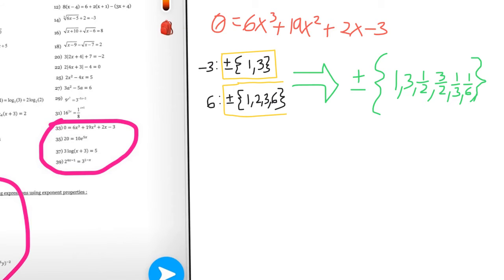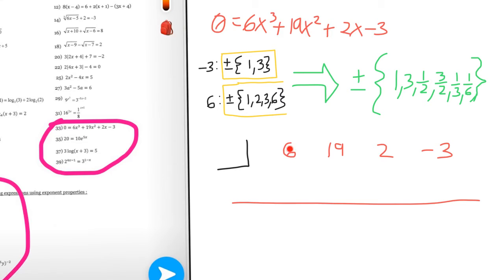So you could use synthetic division for this part, where you try the positive and negative versions of these numbers and see if after using synthetic division you end up with a 0 as the remainder. So here I go, setting things up for synthetic division. Let's keep in mind the 6 corresponds with this coefficient, the 19 corresponds with that, the 2 corresponds with that, the -3 corresponds with that. Keep in mind there's a perfect descending order of exponents here. It goes 3, 2, 1, and then actually 0 right there.